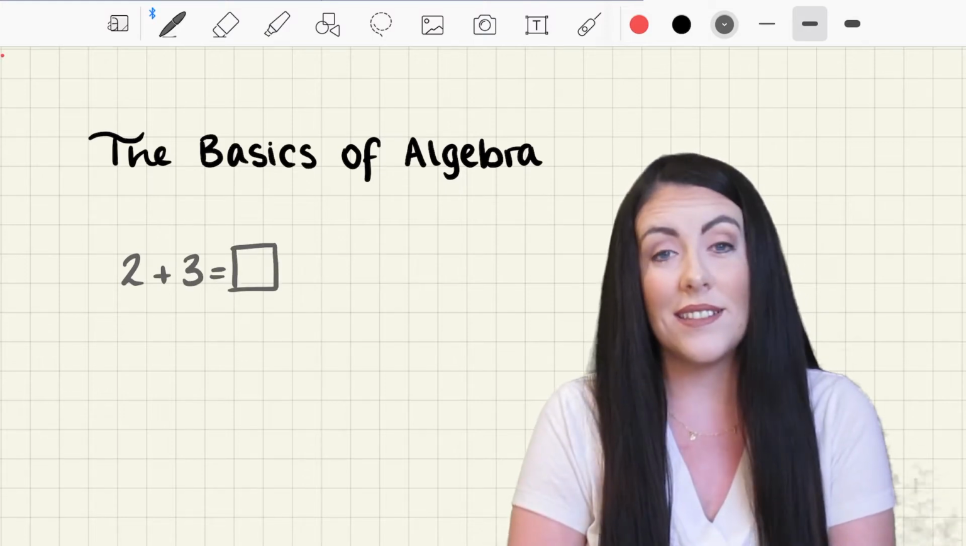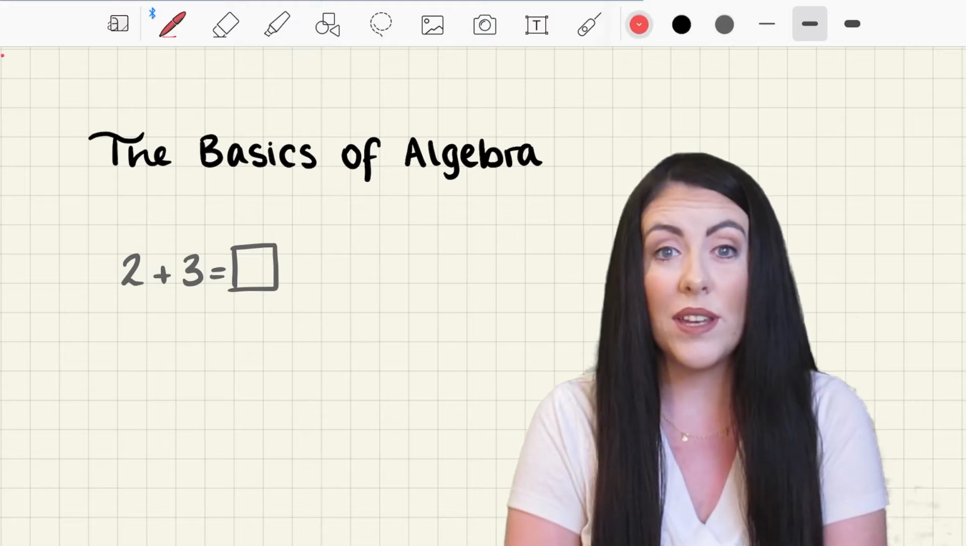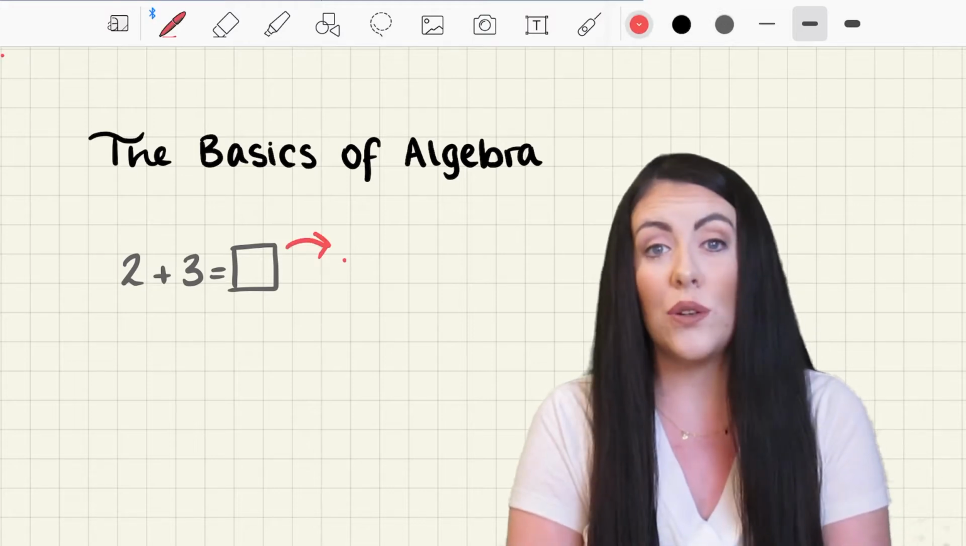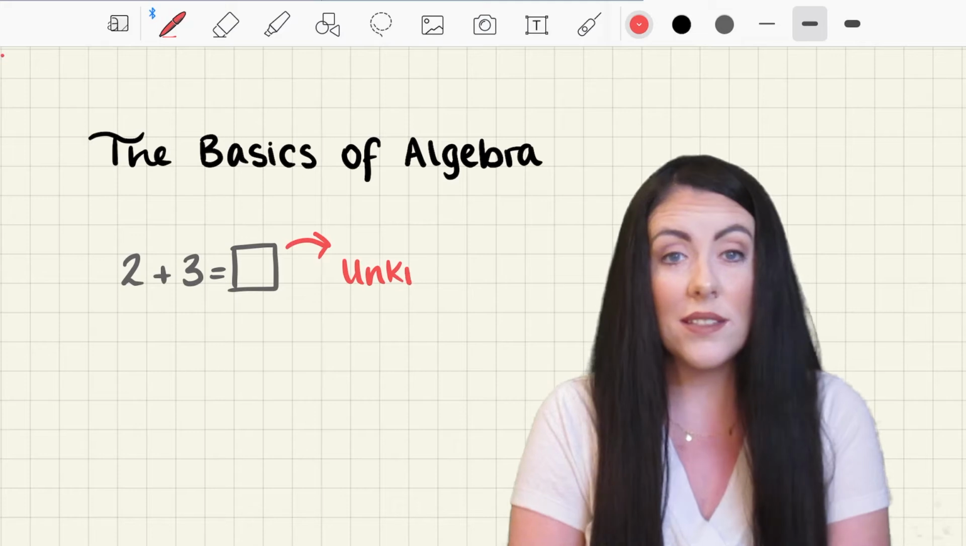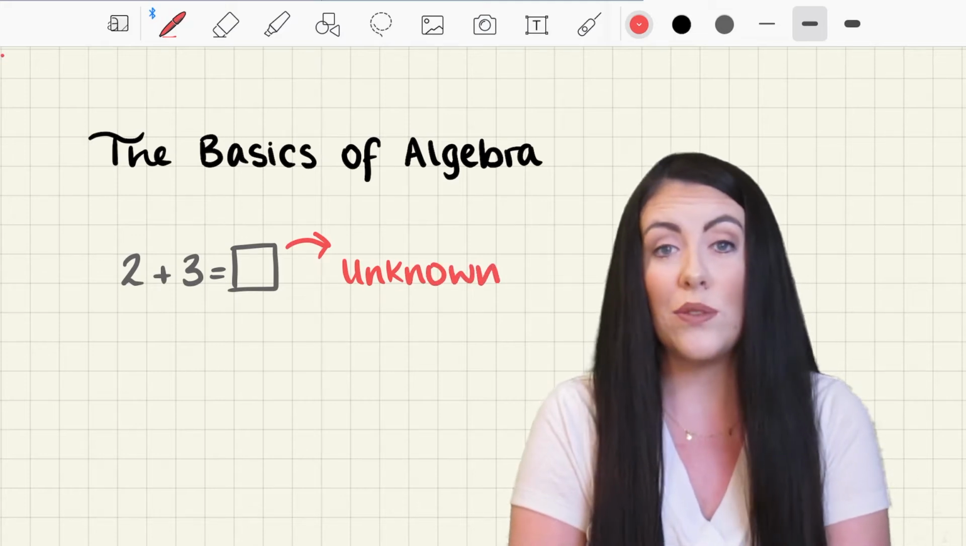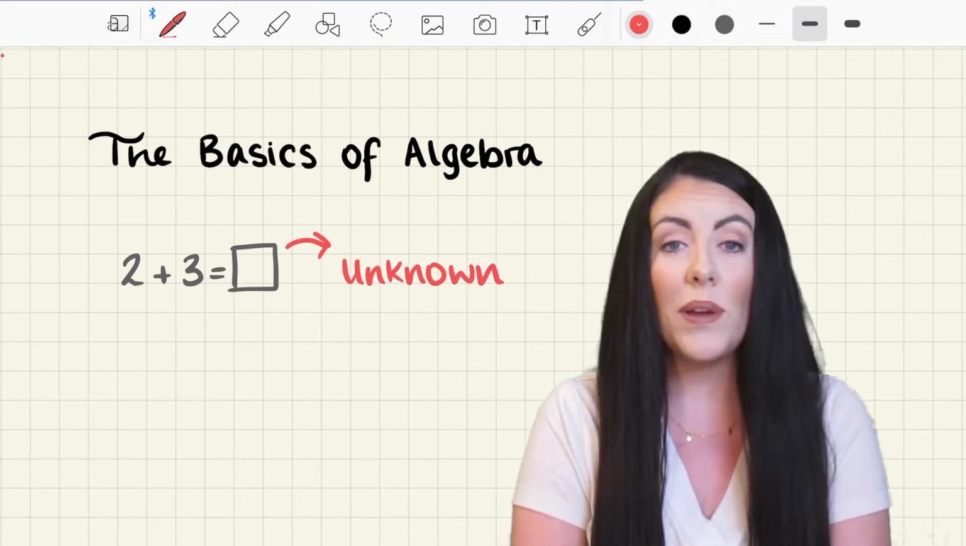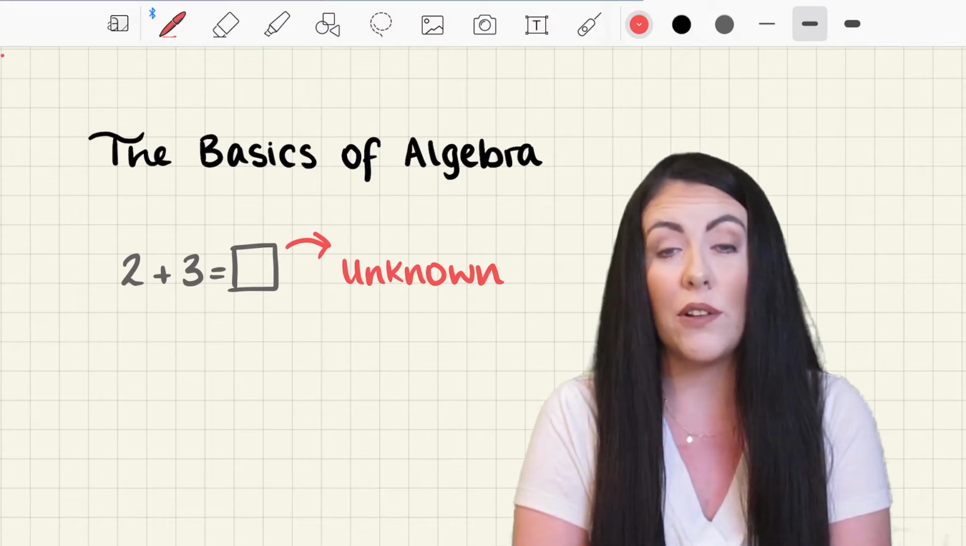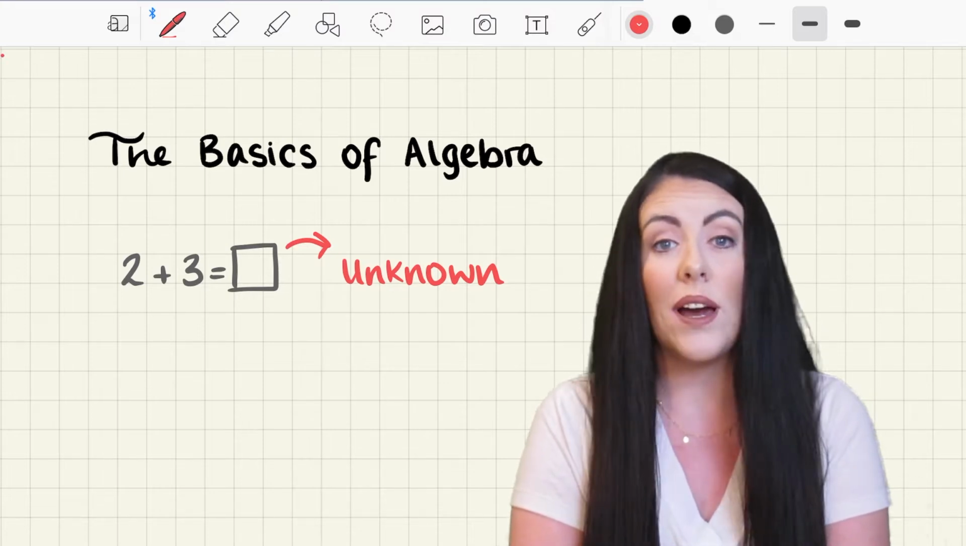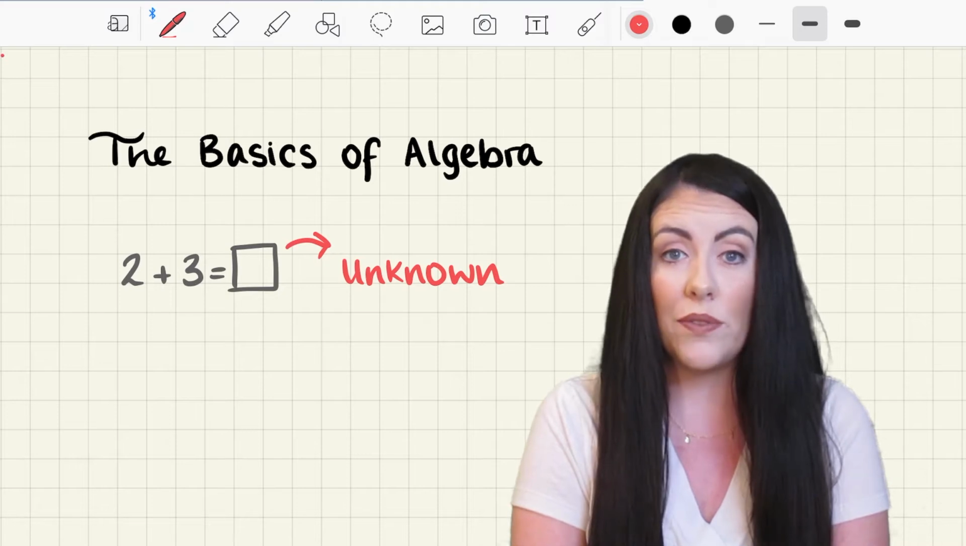So if we look at an example of a calculation in arithmetic, we could have something like 2 add 3. The only thing that's unknown is the answer, so 2 add 3 equals blank. All we have to do is complete the maths to figure out what that unknown is. So 2 add 3 is 5. 5 is our unknown value.